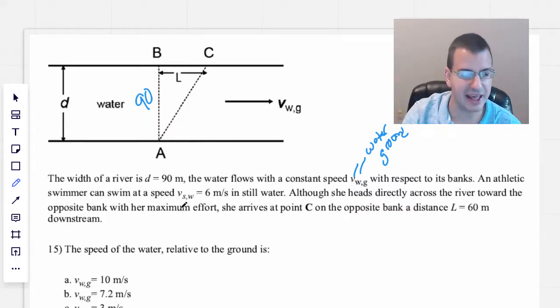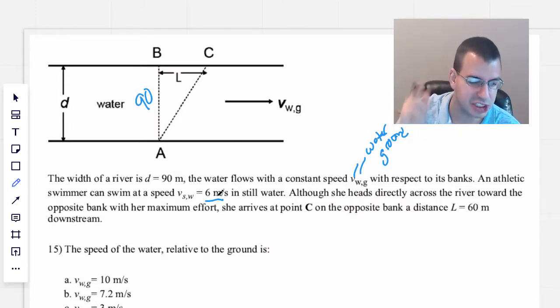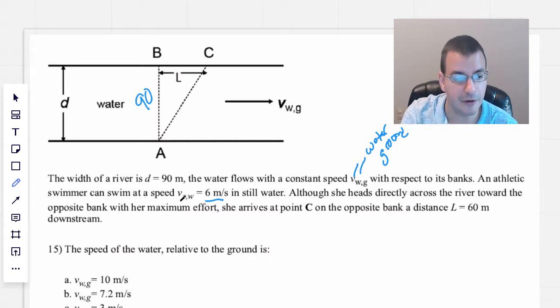That seems really fast. That's like 12 miles per hour. 6-minute mile? That is quick.